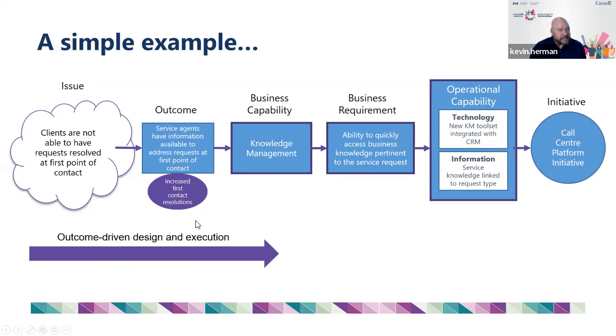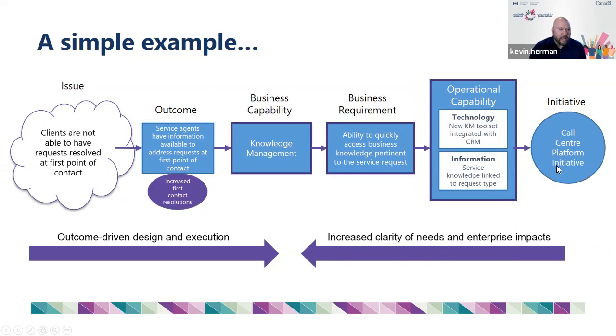So the idea here is that we start from, again, the problem, the issue, our strategy, and the outcomes to make sure that our execution is being outcome driven as much as possible. And then if we look back, then we can make sure that we have increased clarity of our needs and the enterprise impacts they're going to have, because we're using this at the enterprise level. So this might be a specific problem with one business line, but we might find that other business lines have a very similar problem to which this is building a solution that could be reused.